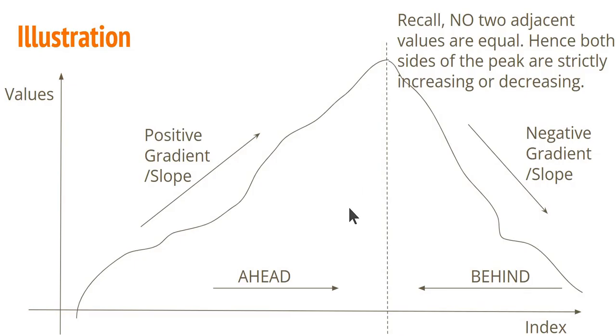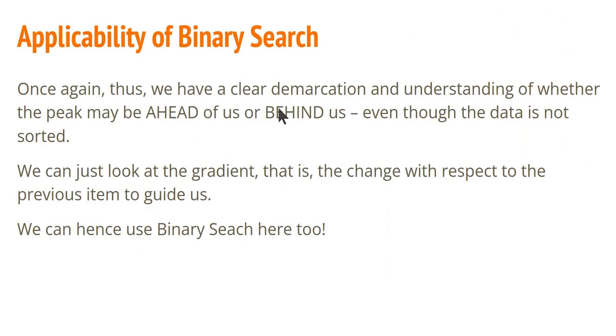So once again, the important bit is we have a clear demarcation of where the peak, or say the target, is, ahead or behind, and that is exactly what will drive our binary search. Just to summarize, even though the data is not sorted, we can look at the gradient at all points and use that to guide the binary search, as we will see in the next video.